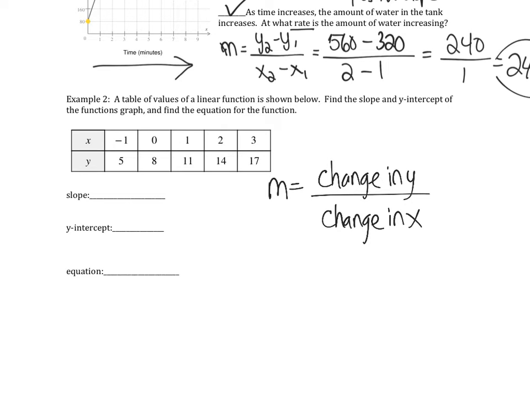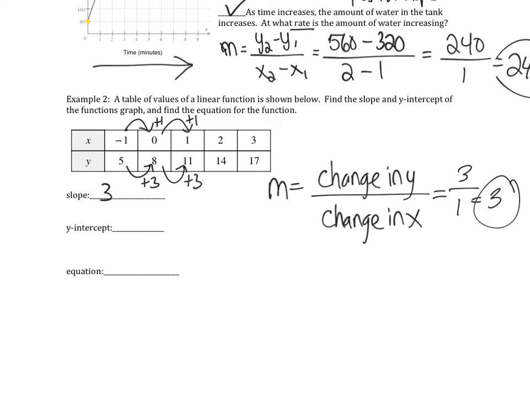So the change in y from 5 to 8 is plus 3. From 8 to 11 is plus 3. So the changes are always plus 3. And the change in x from negative 1 to 0 is plus 1. From 0 to 1 is plus 1. So knowing that, we're going to put the y's on top, which was 3, and the x on the bottom, which is 1, and 3 divided by 1 is 3. So we found out that the slope of this equation is 3.